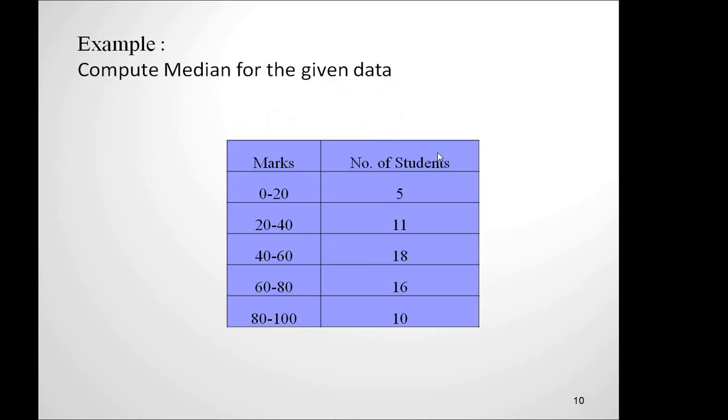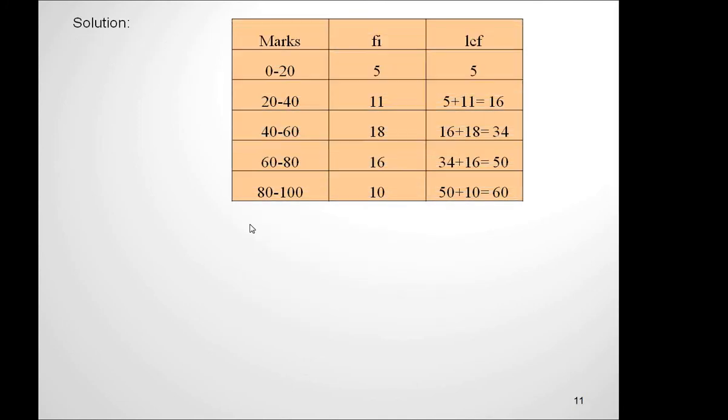Here is another example. In this case, all the classes are continuous, so there is no need to find class boundaries. Let us move to step 2, less than cumulative frequency. We write the first frequency as it is. This 5 plus 11, 16, 16 plus 18, 34, 34 plus 16, 50, 50 plus 10, 60. Step 3 is to obtain the median class.